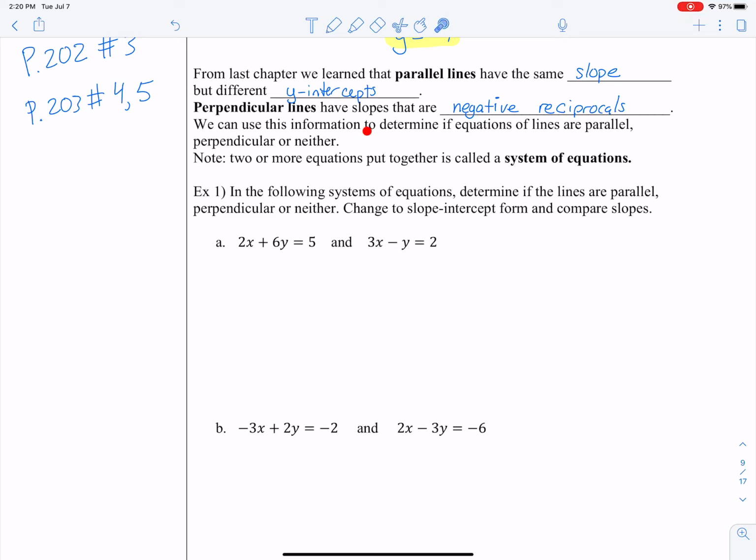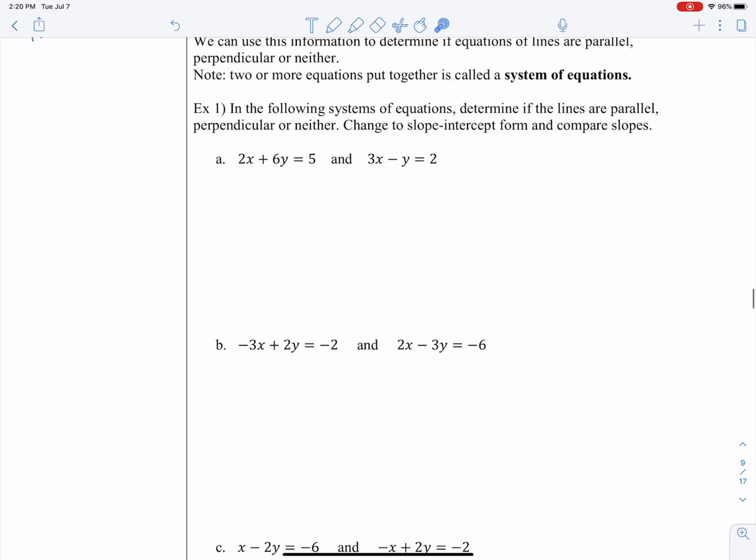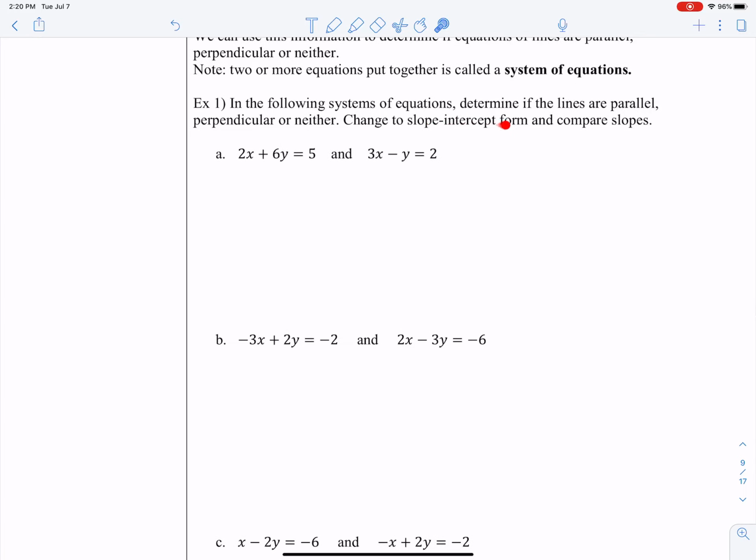We can use this information to determine if the equations of the lines are parallel, perpendicular, or neither. When we talk about two or more equations, they're called systems of equations, just some terminology to know. Okay? So in the following systems of equations, determine if the lines are parallel, perpendicular, or neither. To do that, we need to compare the slopes, so we need to change them to slope-intercept form.